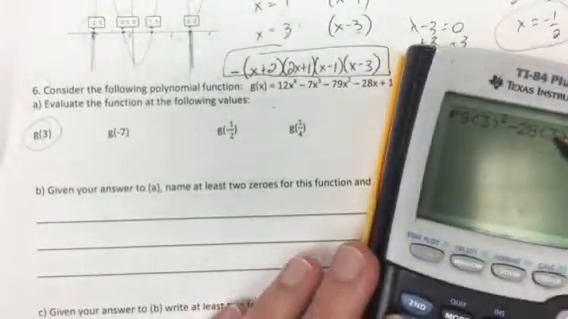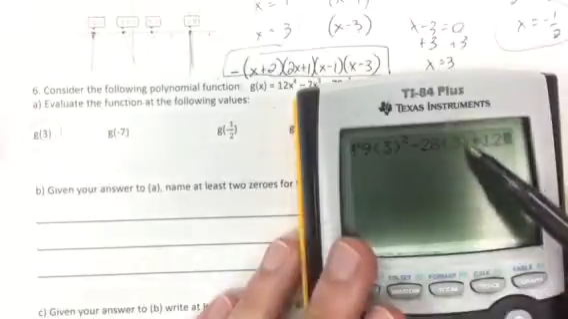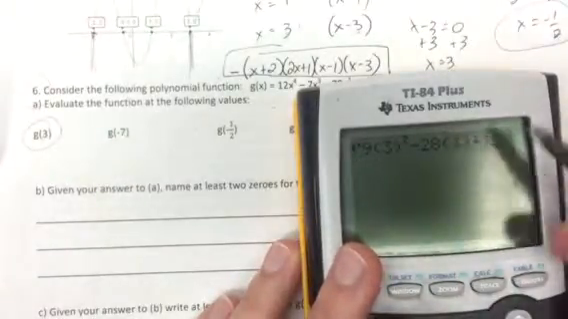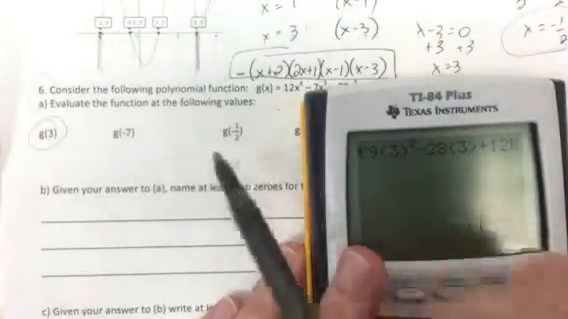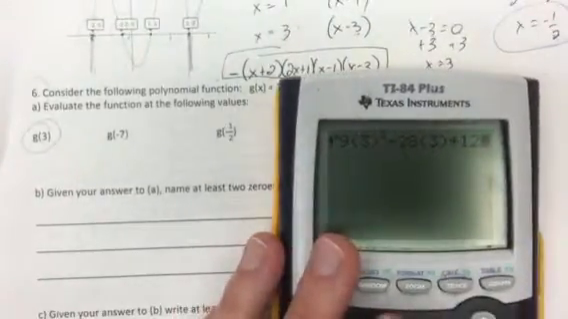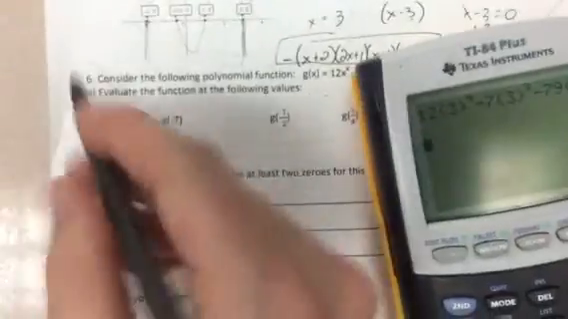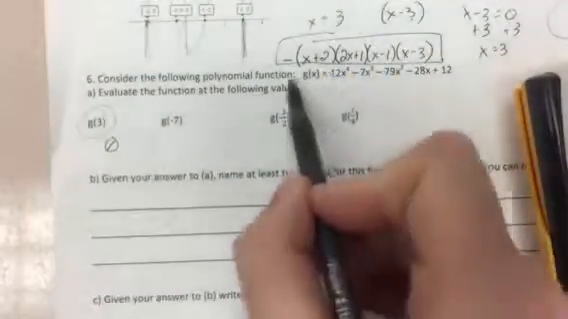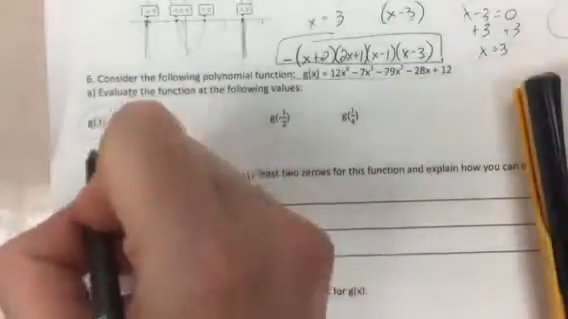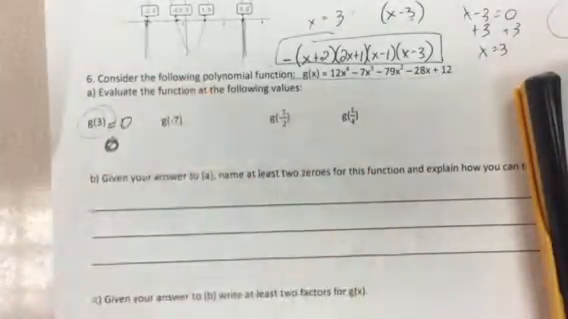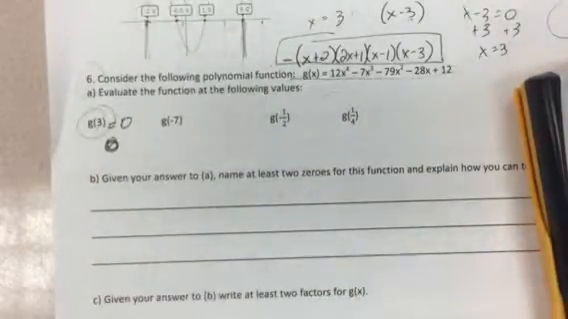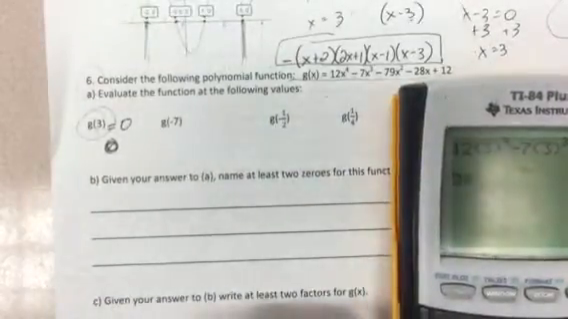Now notice I put the 3 in parentheses every time I put it in. That's not necessary every time, but it's good practice, and I'll tell you in the next example I do, it'll make sense. So I'm hitting enter, and that means this is a 0, right? So when I put 3 in for x in g of x, I get 0. So g of 3 equals 0. And then we'll talk about what that means down here.